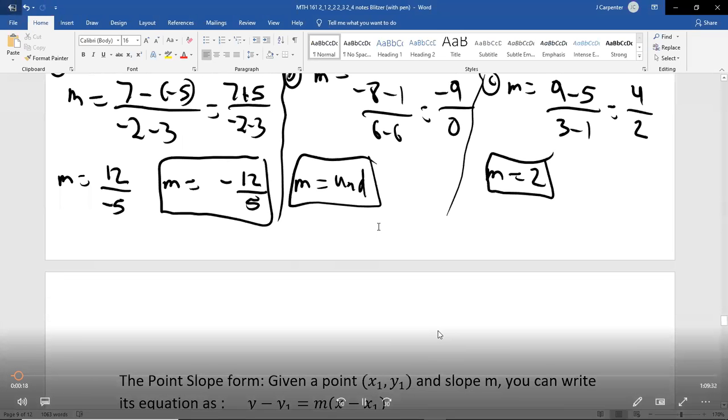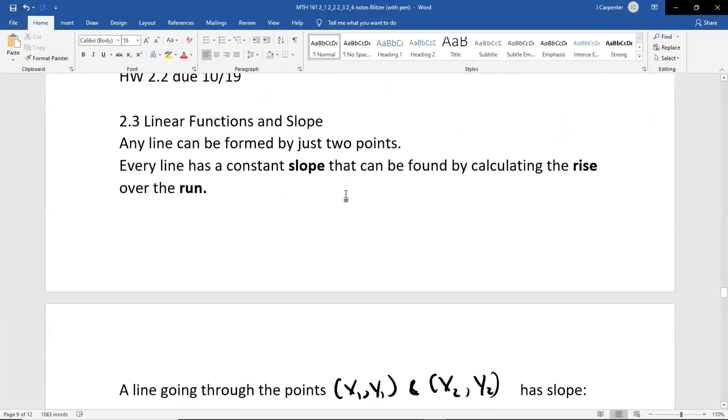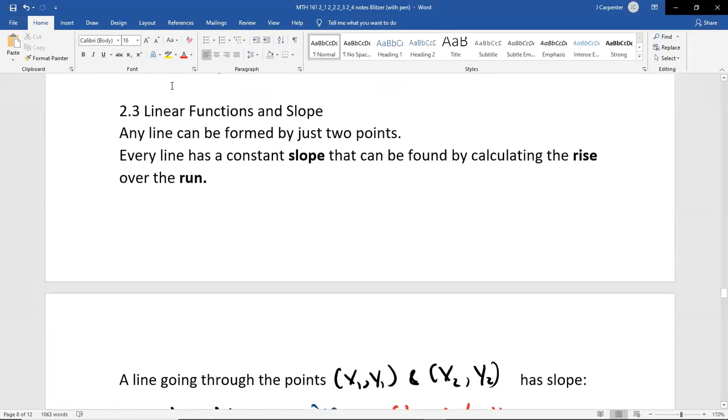All right, so we're going to pick up where we left off in 2.3, which we hadn't gone too far in so far. Linear functions and slope. We just said that any line can be formed by just 2 points. Yes, you can form a line with 3 or 4 or 5 or more points, but you only need 2 because by definition, lines are straight. So once you connect 2 points, the rest of them should just fall in place. Now, a third or a fourth or a fifth point are good ways to check to make sure that your line is accurate, that you didn't make a boo-boo somewhere.